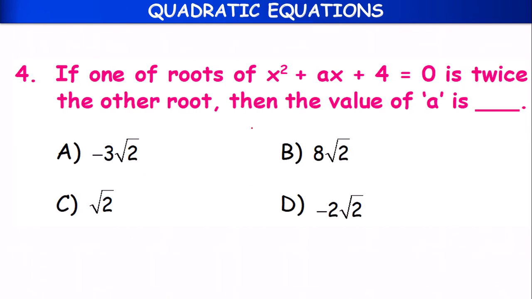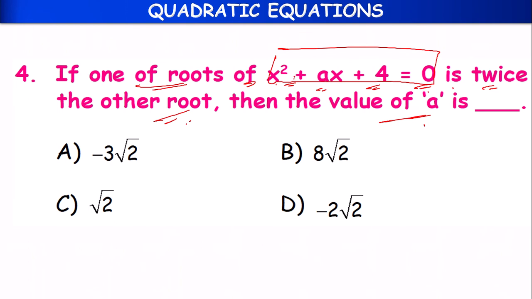Next, fourth question. If one of the roots of x square plus ax plus 4 equal to 0 is twice the other root, then the value of a is how much? This is the equation, children. In this, one root is twice the other. If one root is a, the other root is b, this a root is twice that of b. Then we have to find this a value.